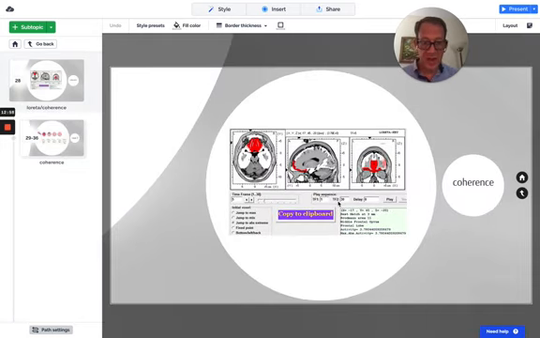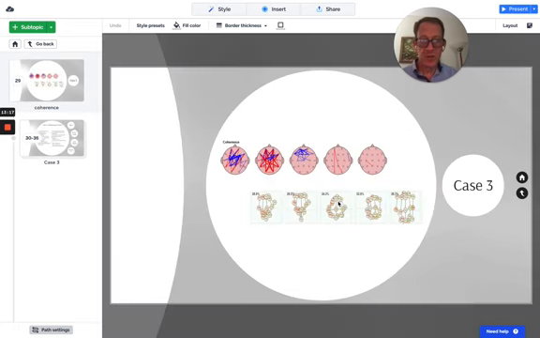This is the LORETA looking at activity at 5 hertz, showing a localization right over the middle frontal and orbital frontal gyrus to a z-score of 3.7, almost 3.8, which is obviously very significant. So we know where the problem is. We have an idea of the connectivity notion of it.